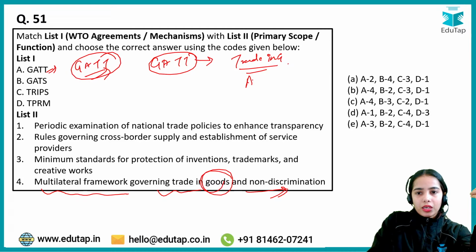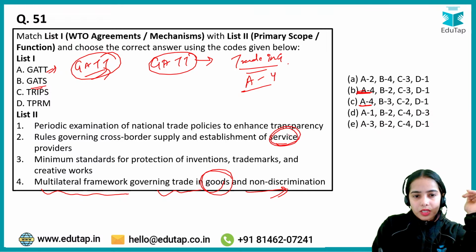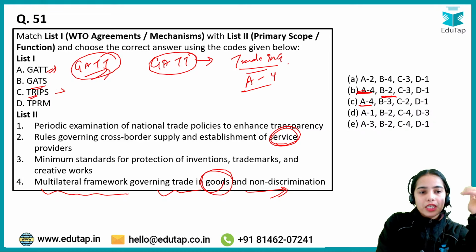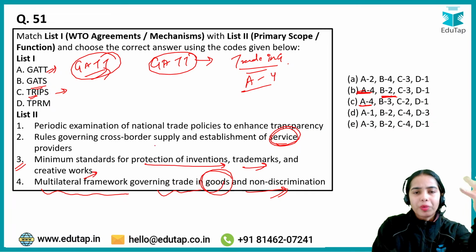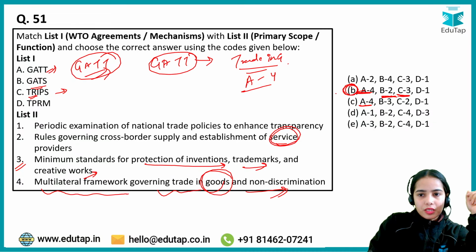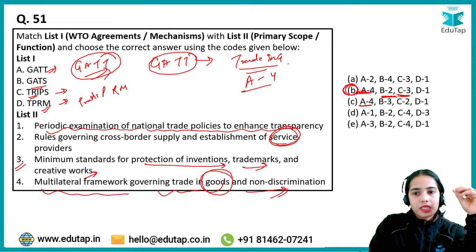So first, A matches 4. Now GATS talks about the trade in services. Okay, so B matches 2. Now TRIPS, that is intellectual property, protection of inventions, trademarks, creative works. So yes, that is intellectual property, the creation of mind, the creative work. So C matches 3. Okay, so that means B is the answer, right? D, that is the trade policy review mechanism, the periodic examination of national trade policies to enhance transparency. D matches first.